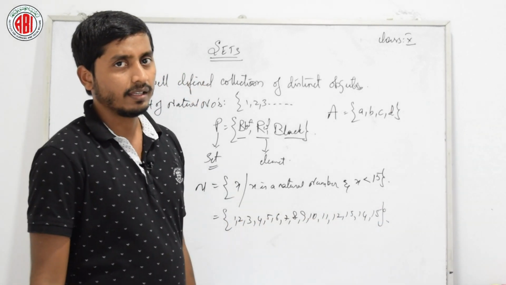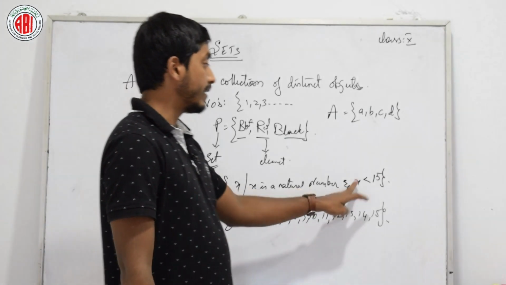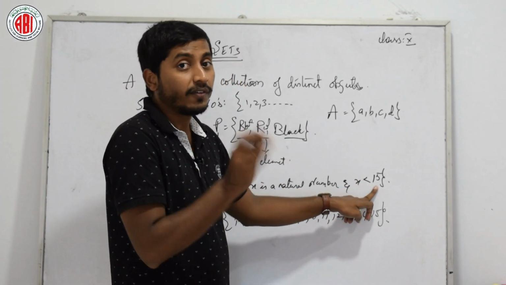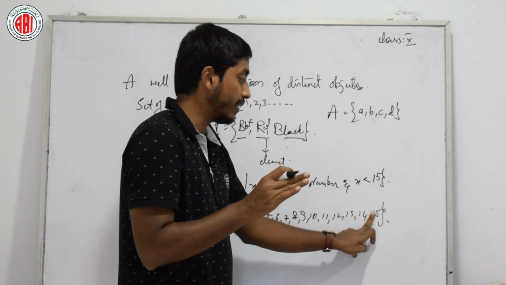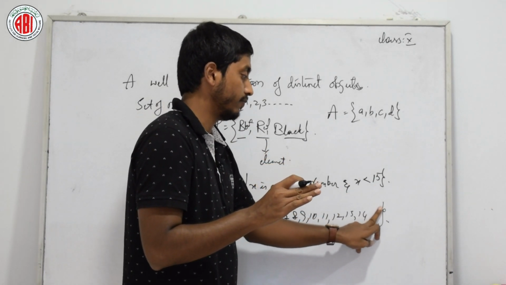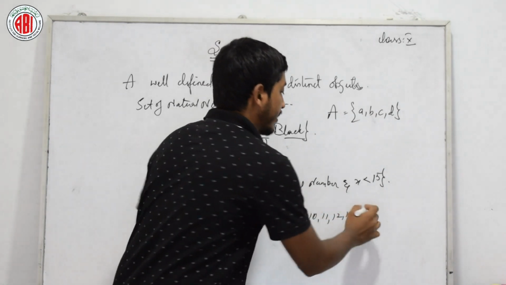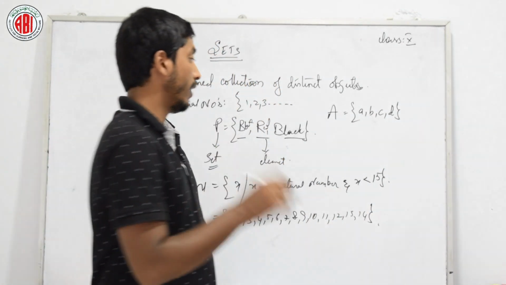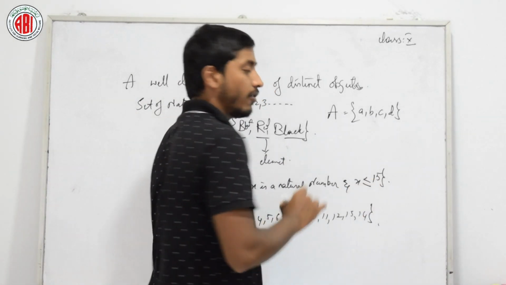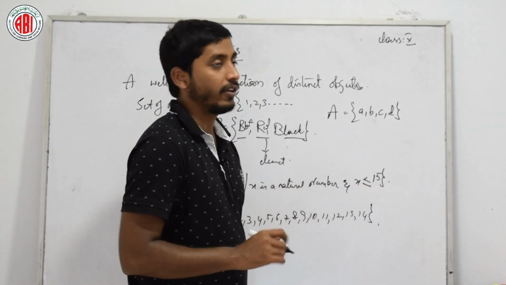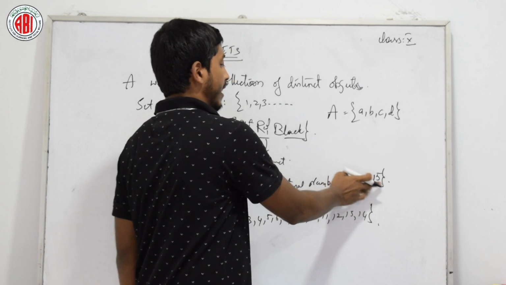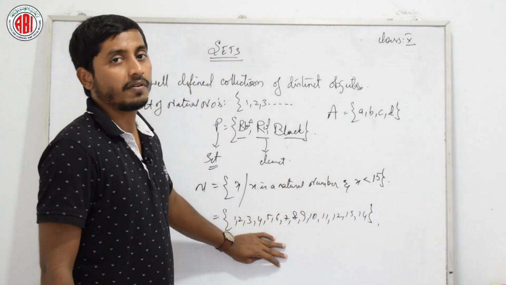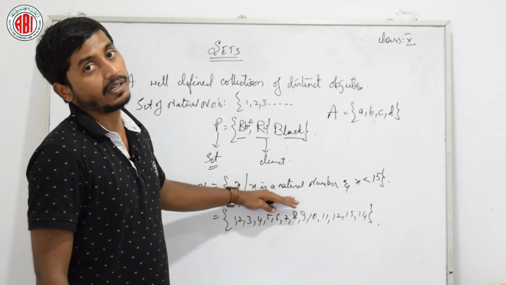Is it clear? He is telling x is less than 15. Less than 15, which means 15 is not included. Remember this term, that's why I have written it again. The set ends at 14. Hope you can understand this. If I tell x is less than or equal to 15, then I can include 15 here. Now I gave only less than. Is it clear? This is one way of representing and this is another way of representing.